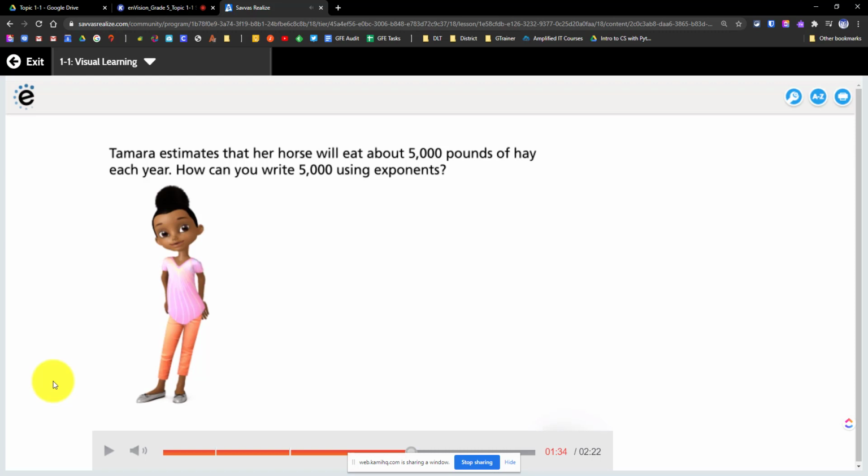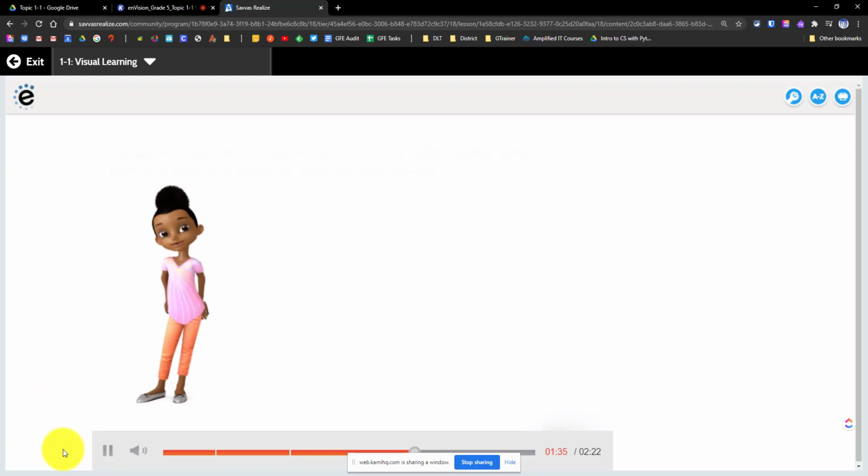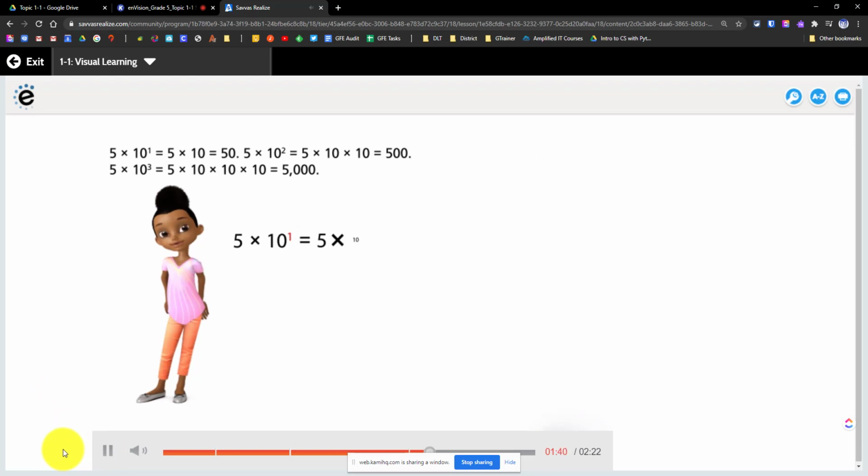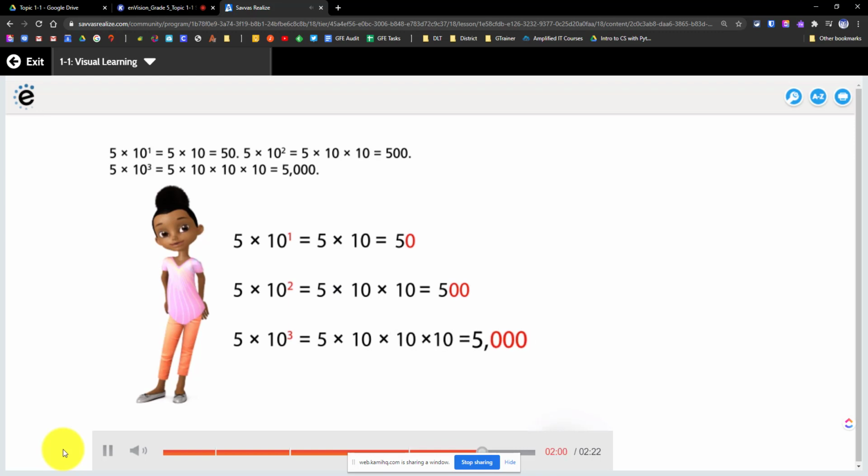So now they've twisted the question just a little bit. Instead of getting the answer of 1,000, it's 5,000. We can't get to 5,000 by only multiplying by 10. So we're going to have to multiply it by another number as well. 5 times 10 to the 1st power equals 5 times 10 equals 50. 5 times 10 to the 2nd power equals 5 times 10 times 10 equals 500. 5 times 10 to the 3rd power equals 5 times 10 times 10 times 10 equals 5,000.